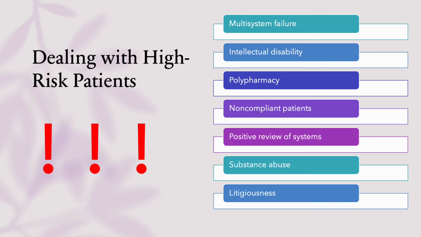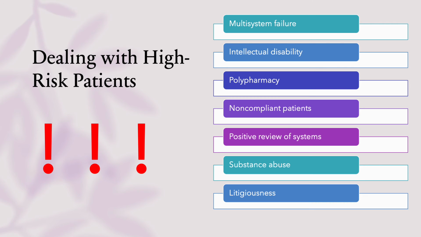With substance abuse, do not be a source for these patients. You do not want to give an opioid addict more opioids. You have to be very careful with this. And the last one is litigiousness. So if a patient comes in and they've sued their last 3 providers, the chances of them suing you then becomes a lot higher.